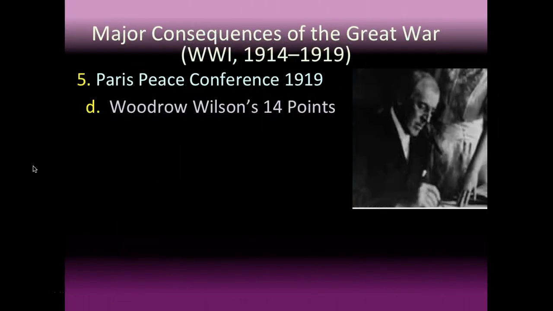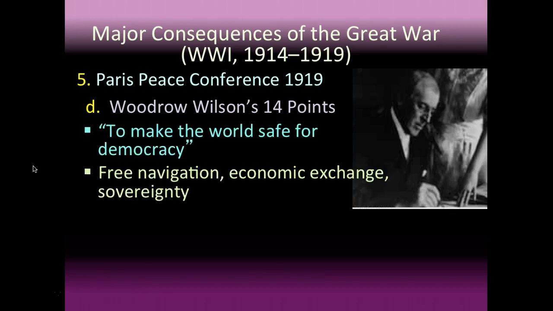Another of the major consequences of the Great War, or of the war to end all wars, was the Paris Peace Conference in 1919, which outlined Woodrow Wilson's 14 points. This was part of a speech given to Congress in January of 1918, and it outlined a few important ideas that Wilson, based on a bunch of people who had done research as to what would come in future peace treaties, and these 14 points included to make the world safe for democracy.